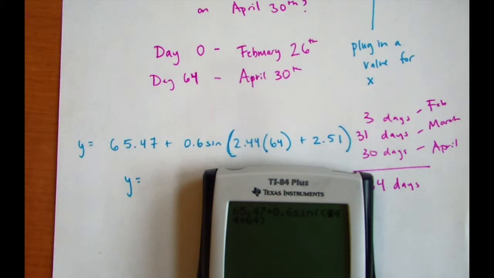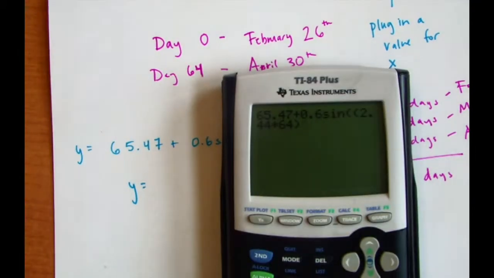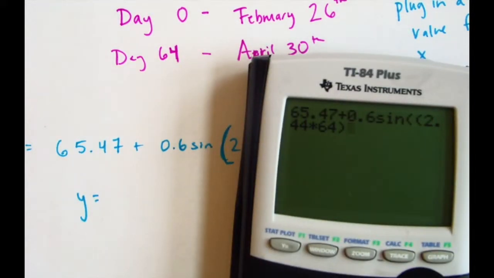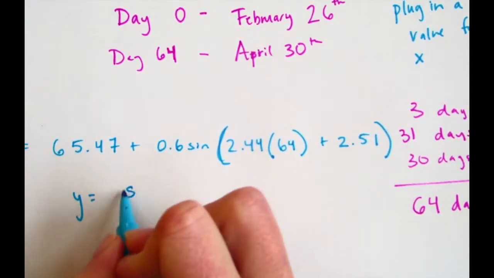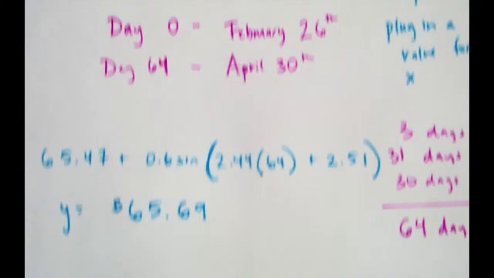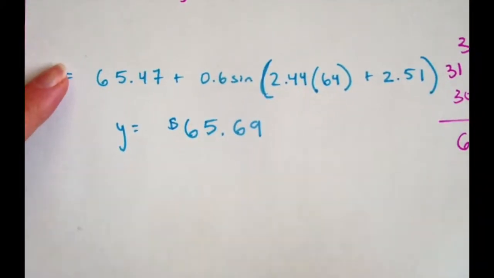Just making sure I have all the parentheses in the right place. It should look like that, plus 2.51. I get out an estimated stock price of 65.69, if I round it up. So this means, a good concluding sentence would be, if I were to sell, this is my stock price on April 30th.